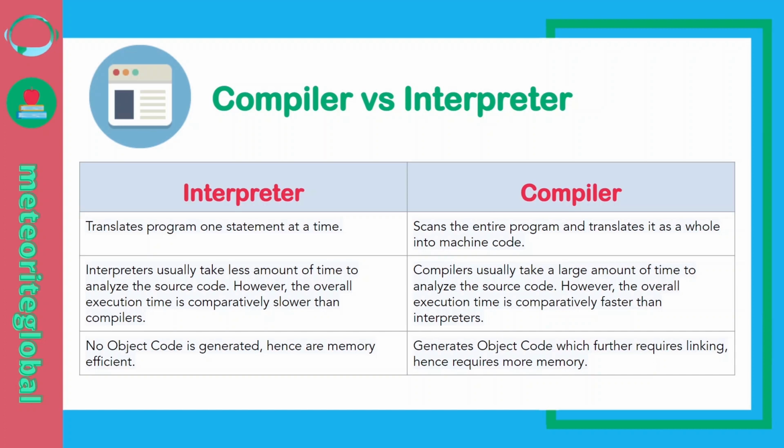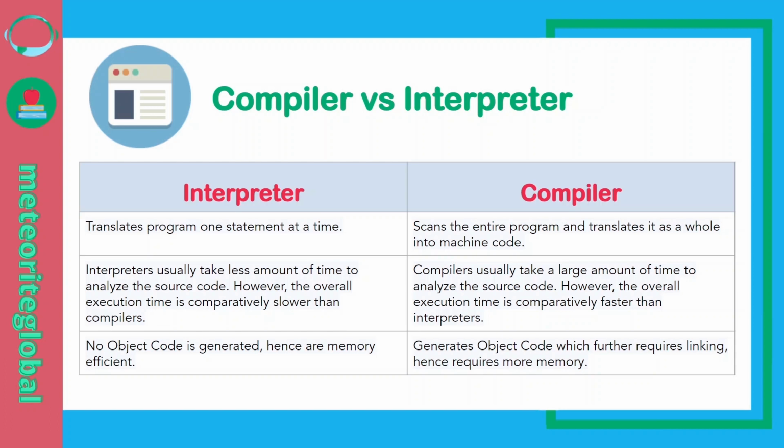Okay, so an interpreter's execution time is slower than the compiler's, even if it analyzes the source code in less time. The compiler does the execution much faster than the interpreter. In interpreters, no object code is generated, hence they are memory efficient. But a compiler generates an object code which further requires linking, hence requires more memory.